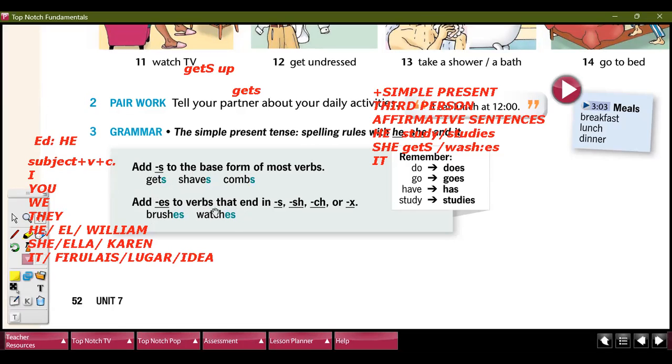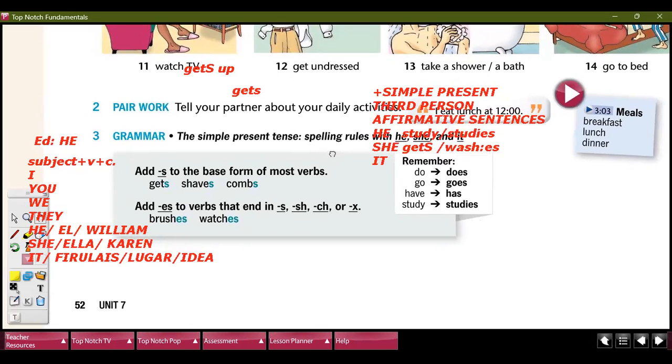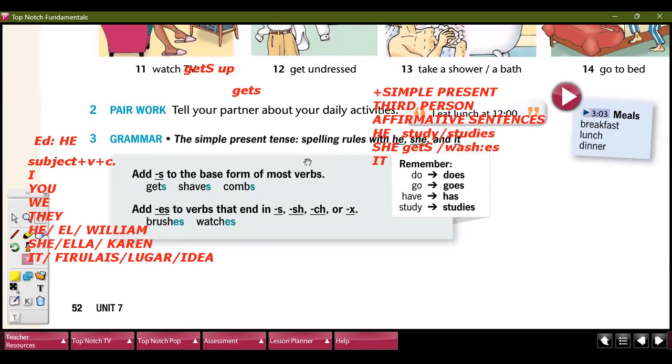Pero también tenemos otra regla. Agrega ES a los verbos que terminan en S, SH, CH o X. Por ejemplo, brush, brushes, watch, watches. Entonces, también vean acá la terminación del verbo. Termina SH, agrega ES. Termina CH, agrega ES. Esto es en oraciones positivas. Cuando utilizan he, she, it. Nuevamente, he, she, tercera persona. Entonces, eso sí debemos de manejarlo, ¿verdad?